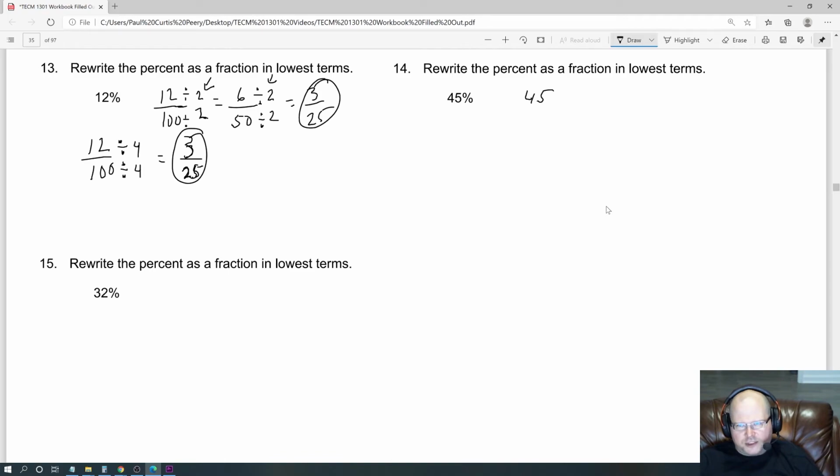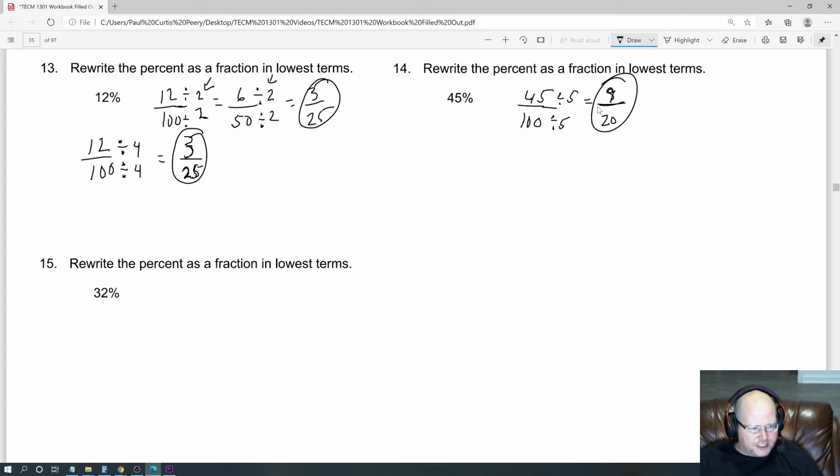Next one is 45%, which is the same as 45 over 100. They end in 5 and 0, so they're both divisible by 5. Let's divide both by 5. 45 divided by 5 is 9. 100 divided by 5 is 20. And 9 over 20 is it. The only thing I can divide evenly into both a 9 and a 20 is a 1, so that is the simplified form.